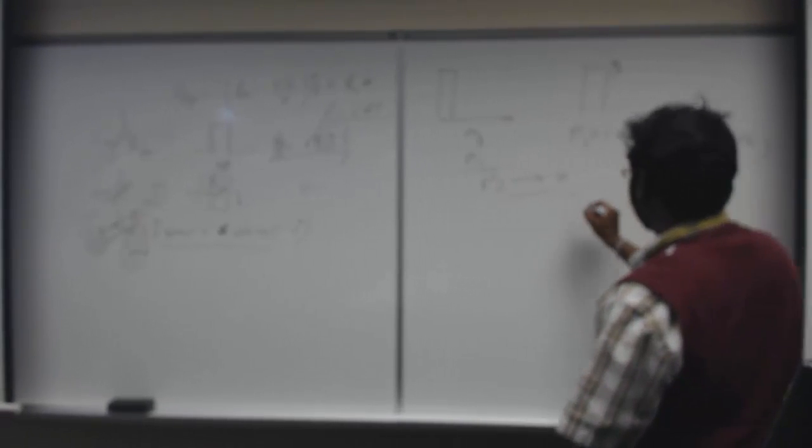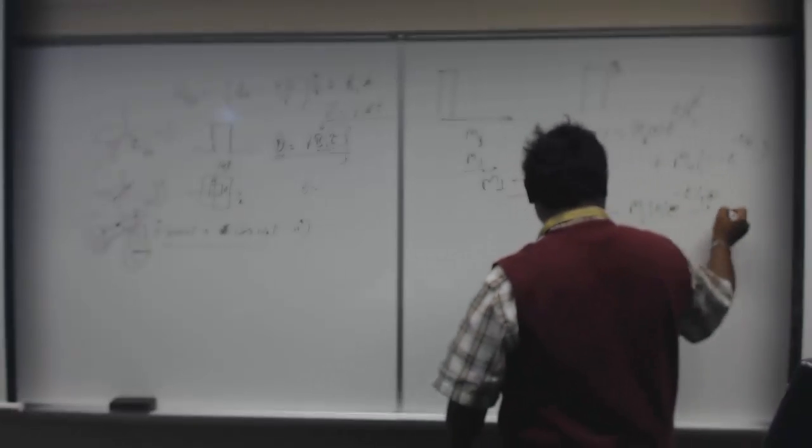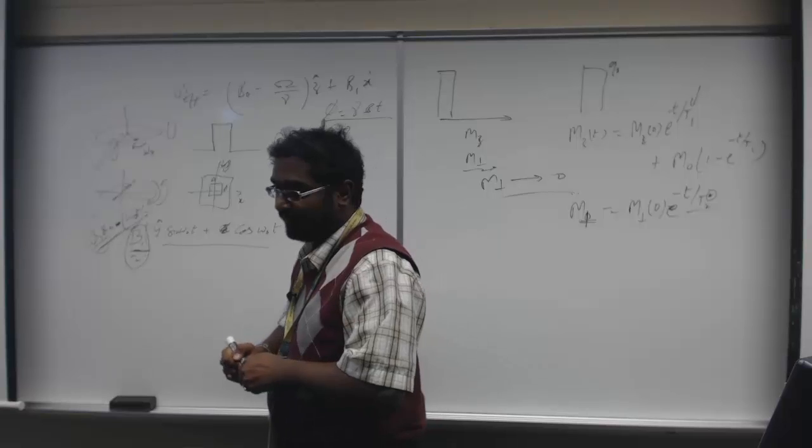Well, that's easy. I mean, you shouldn't be making a mistake there. And then M perpendicular is basically M perpendicular at t equal to 0 times e to the power minus t by T2 or T2 star. Whether it's gradient echo or spin echo determines that, if you have a 180 degree pulse. In this case, it is T2 star.